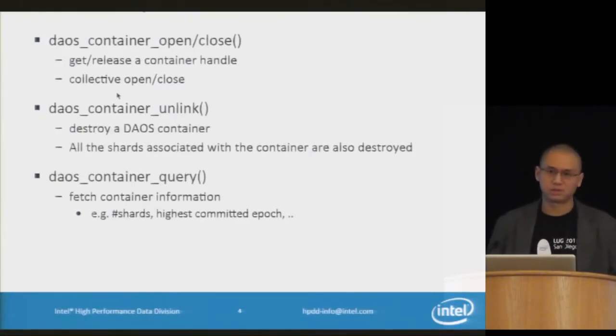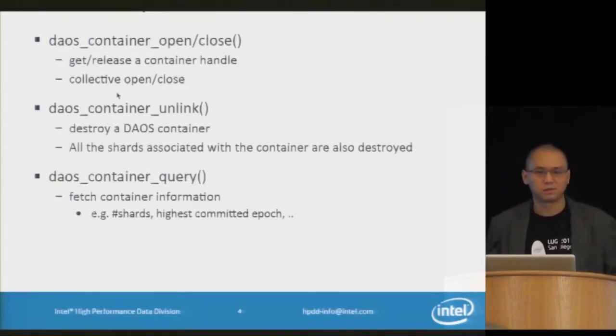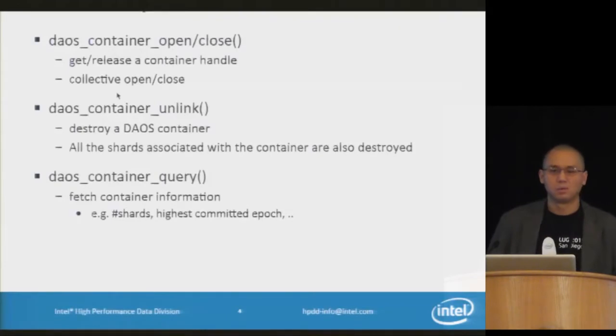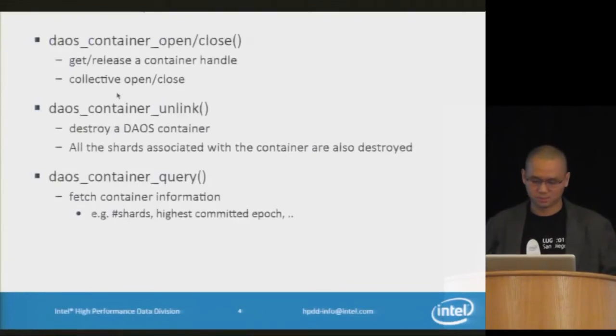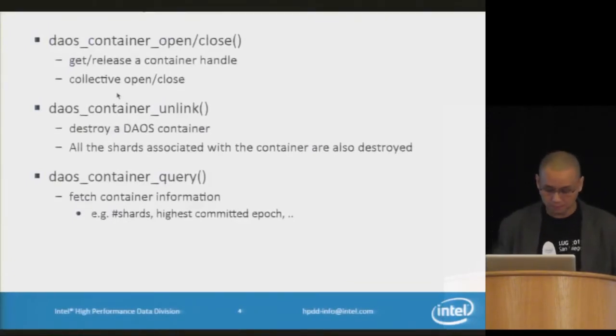Container close is straightforward. It just releases the open handle returned by container open, and container unlink is just like POSIX unlink. It will destroy the container and destroy all shards inside the container. Container query will return the major attributes of a container, for example, how many shards are inside this container, which shards are disabled, and what's the latest epoch number of this container. Epoch here means, for a writer, a transaction ID. For a reader, epoch is a snapshot ID. Johann will introduce this later.